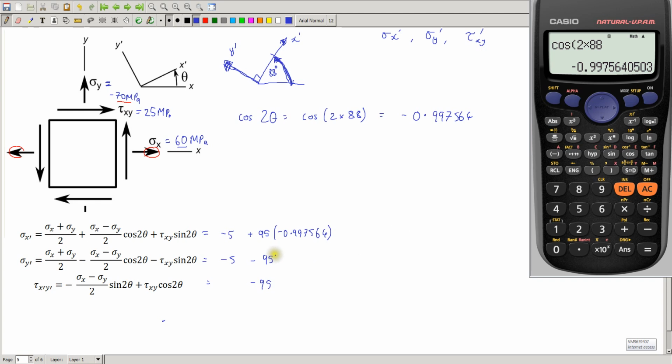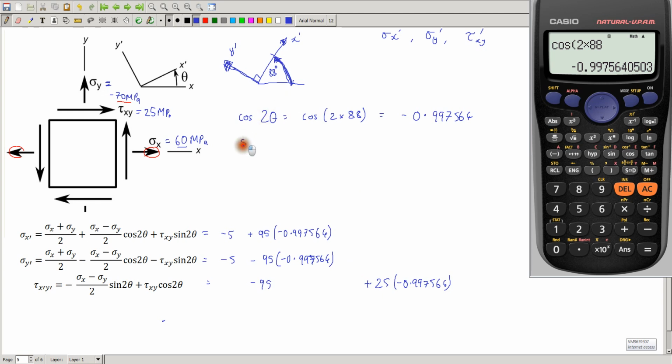I'm going to put that here. And I'm going to put this down here. So we are going to have plus 25 minus 0.997564.